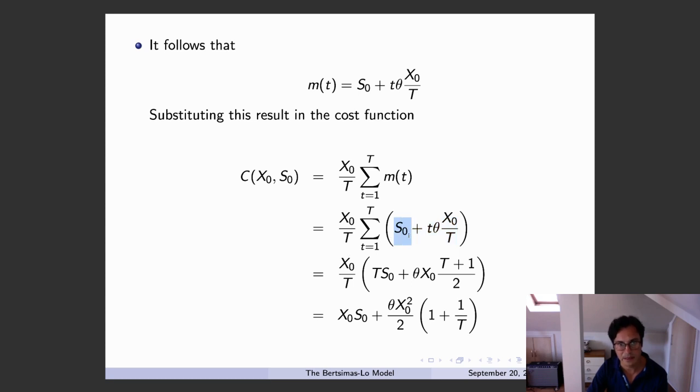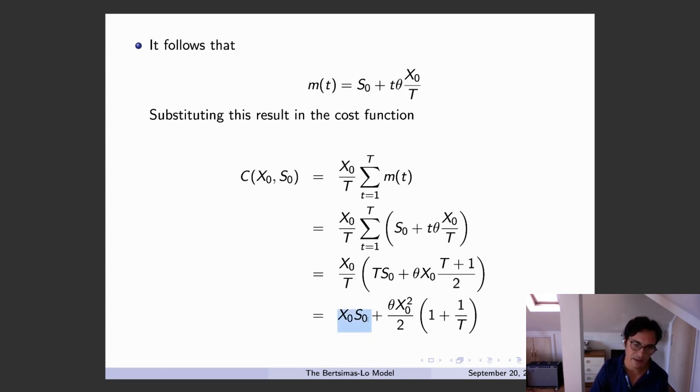Then the first bit is we're just summing T times S0, so we have T S0. The second bit, we have a summation from 1 to T of little t times a constant. This is going to be capital T times capital T plus 1. The capital T and capital T go away here. So what you'll see is you're left with this expression. Easy. I recommend you do the intermediate step, but it's trivial. And then if we simplify things, we get the result.